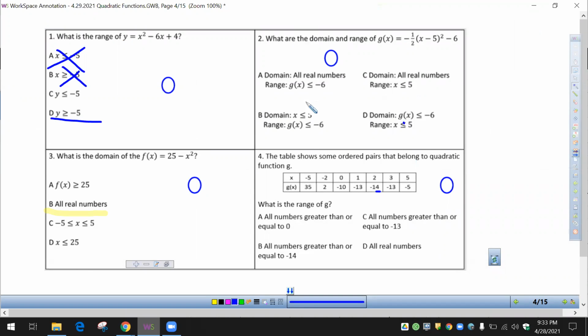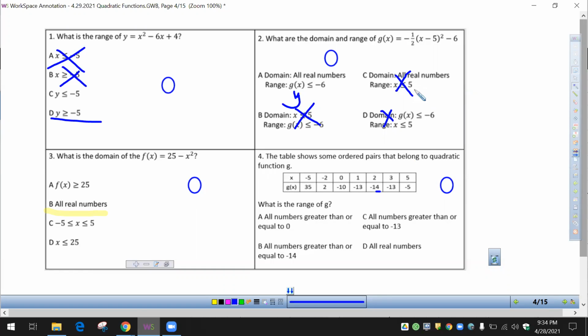You do number 2 the same way, but they ask you for the domain. And we know it's all real numbers because they just gave you a function, so we can mark these off. And G of X is just a nice way of saying Y, right? And the range has to be what letter? Y. So you can mark off that one.